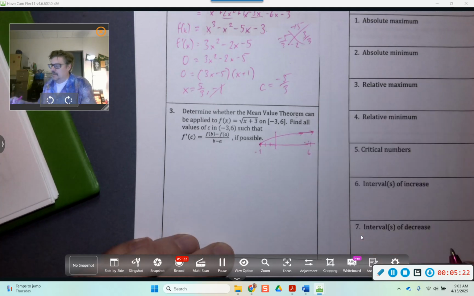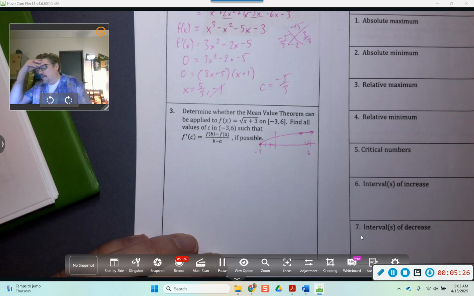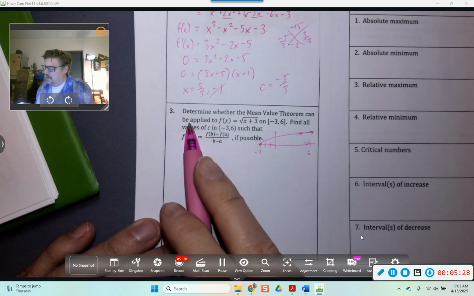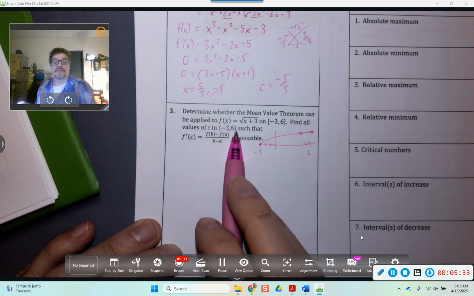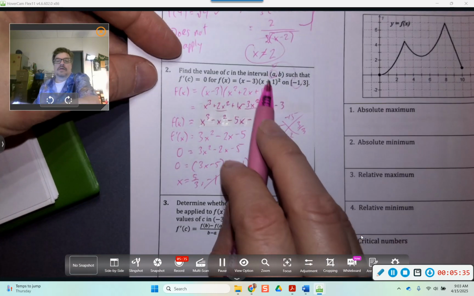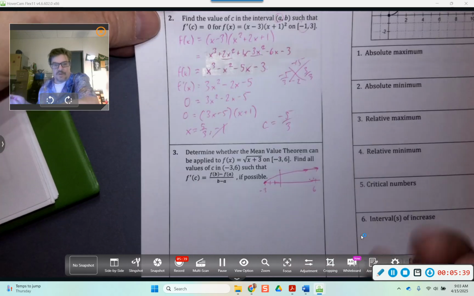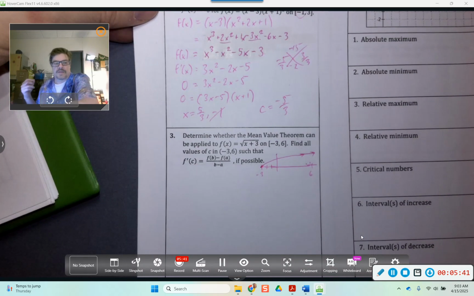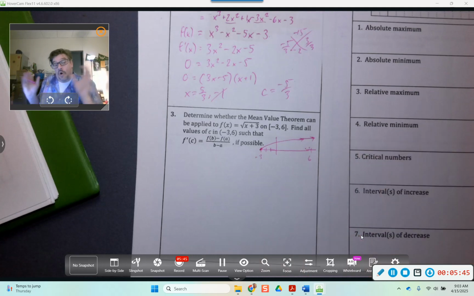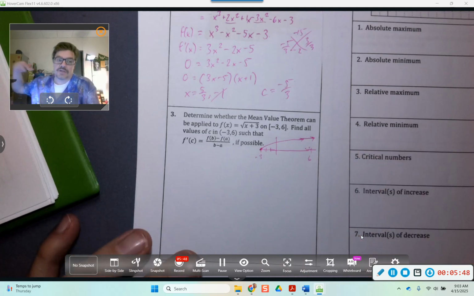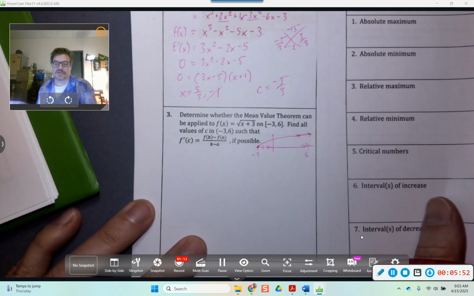All right. Now determine whether the mean value theorem can be applied to this guy. First of all, find all the c values in between there. Now notice how it's open right there, just like right here. It's open there, but it's got to be closed here to include the endpoints to get the average rate of change, but then it's open to find the thing in between, okay?